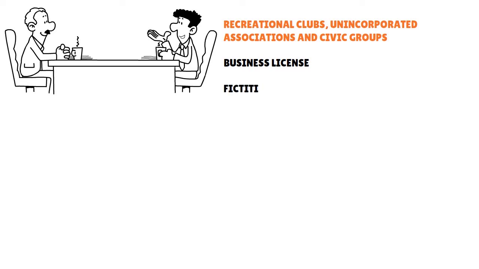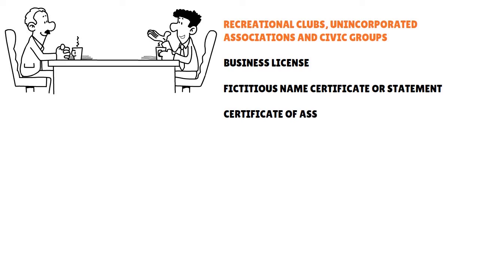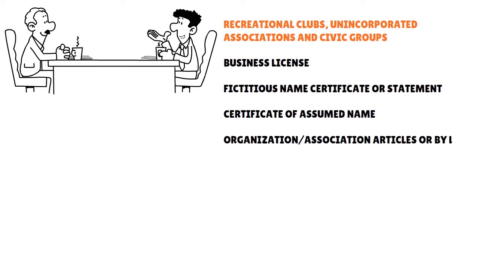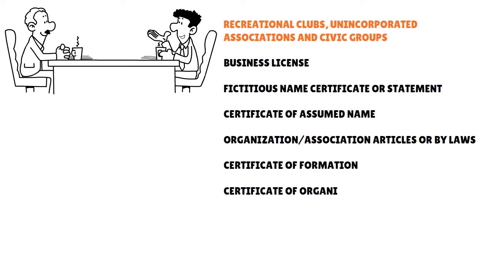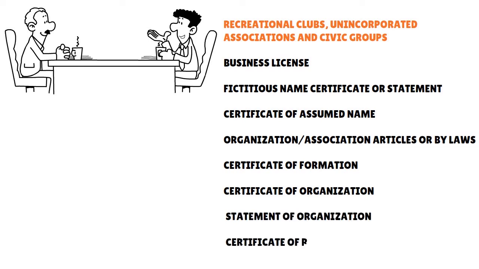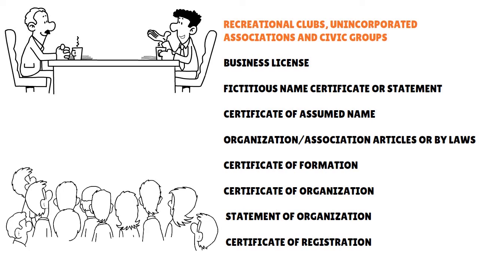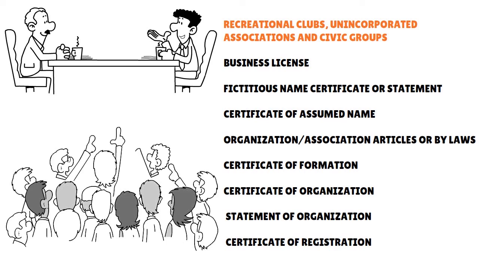And for social clubs, for recreational clubs, for unincorporated associations and civic groups, you will need one of the following original or certified business documents. So, business license, fictitious name certificate or statements, certificate of assumed names, organization or association articles or bylaws, certificate of formation, certificate of organization, statement of organization, certificate of registration. Now, the names might be different depending on the state you're applying from, but you need to provide that documentation. You need to substantiate your business documents through one of those documents.